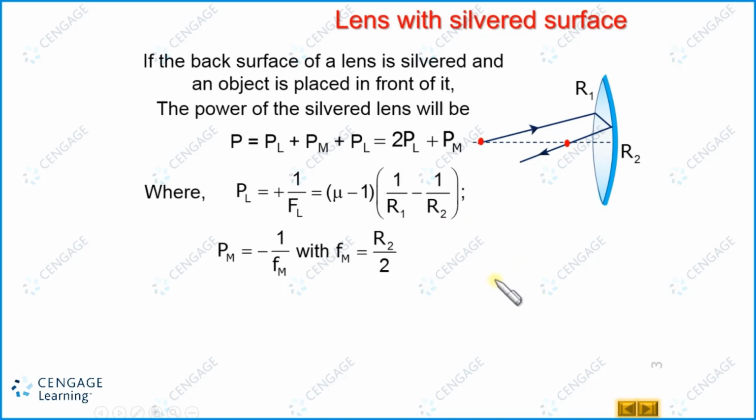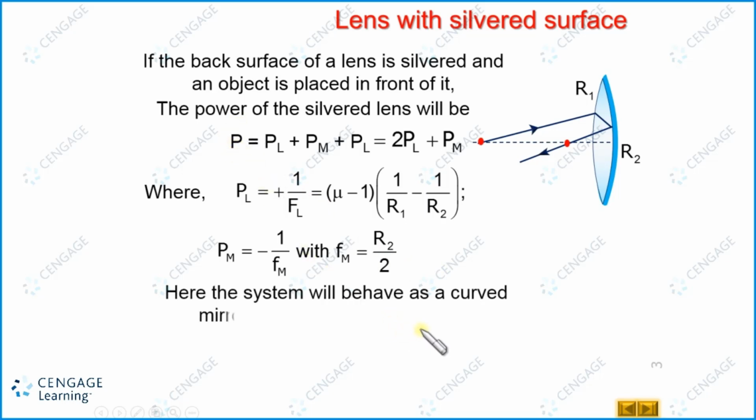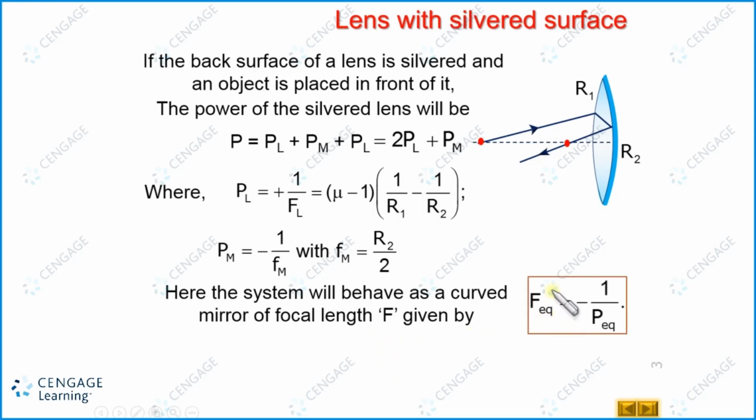Now we can observe here this system, because rays are returning back, that means this system is acting as a curved mirror, and focal length of this system can be written as 1 upon power of the system. So here we can write focal length of the system as minus 1 upon equivalent power. Equivalent power means this value. So this is the equivalent focal length of the system.